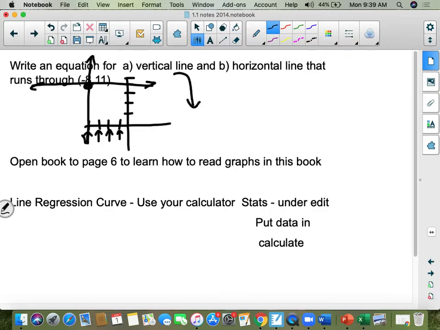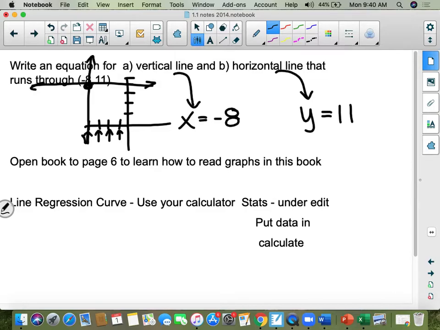All vertical lines start with the letter X. All horizontal lines start with the letter Y. X is equal to -8 and Y is equal to a positive 11. I came up with a vertical line and a horizontal line.